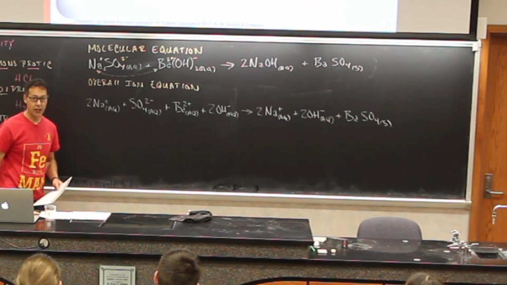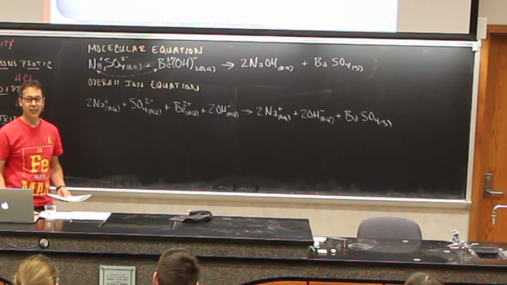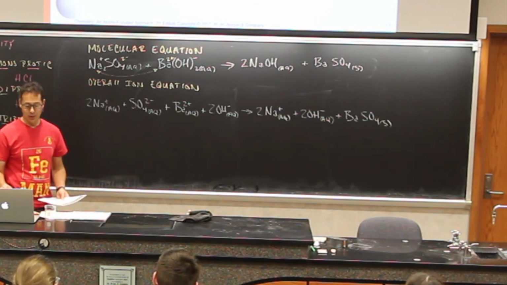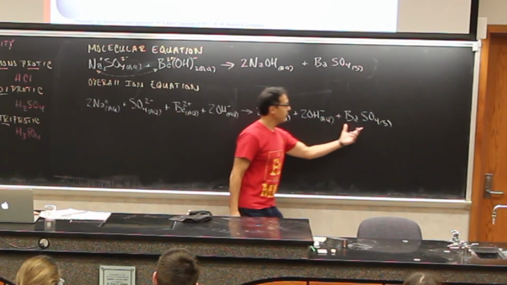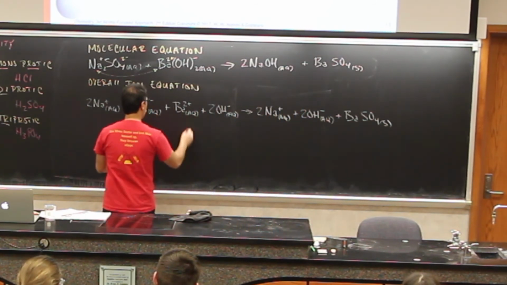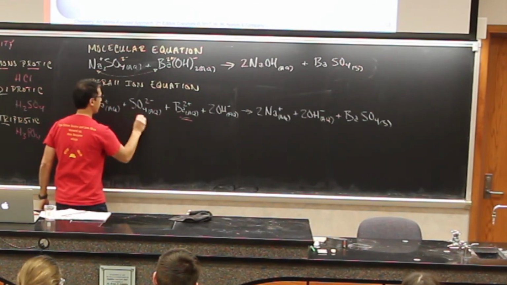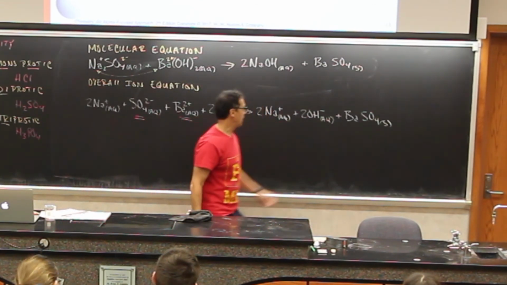And that's a lot of work. And you're like, why do you do that? Because it's fun? No, because it's leading us somewhere. As we look at this, we've got barium and sulfate. They form a precipitate. So barium here and sulfate here, they connect over here and form a precipitate.